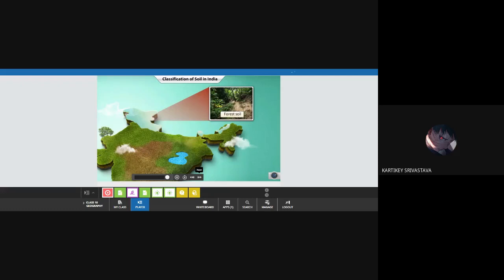Forest soils are found in the hilly and mountainous areas where sufficient rainfall is available. The soil's texture varies according to the mountain environment where they are formed. It is found in the Himalayan range.